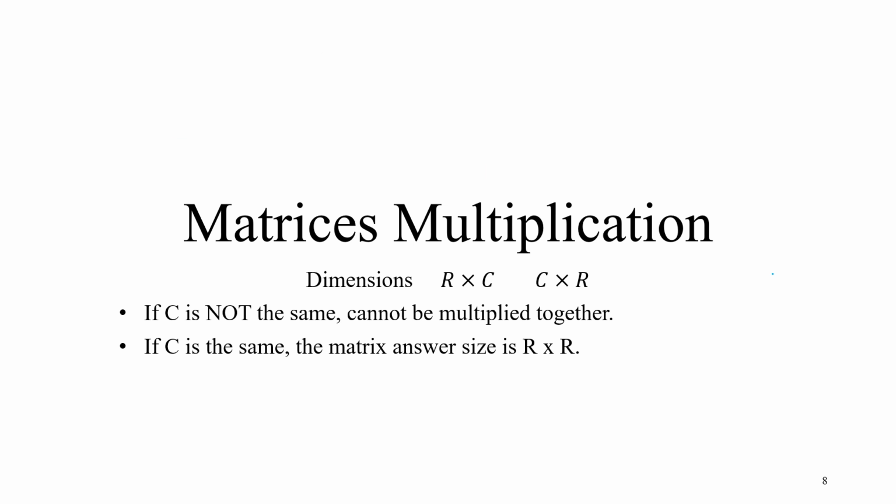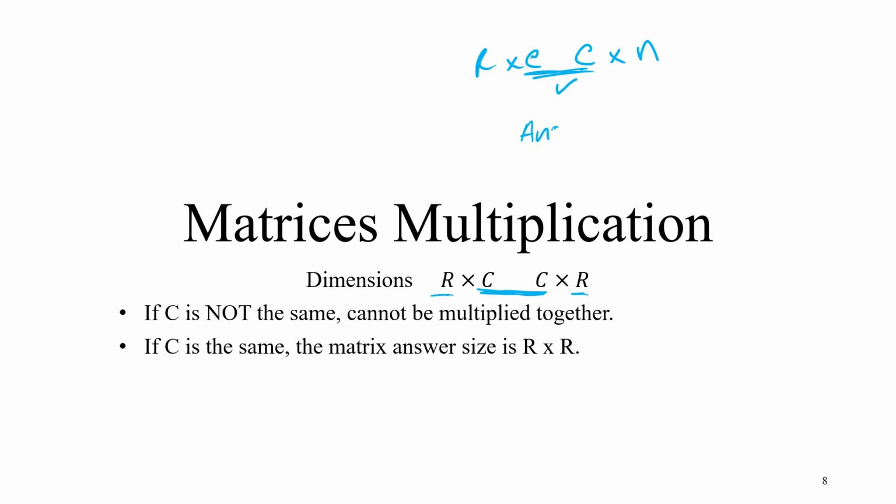Now we're going to look at matrix multiplication. Here you want to make sure that the inside column values, these inside C's, are the same. The outside values are your answer size. You might see it as R times C, and then C times N or K. As long as these two values in the middle are the same, they're able to multiply each other.